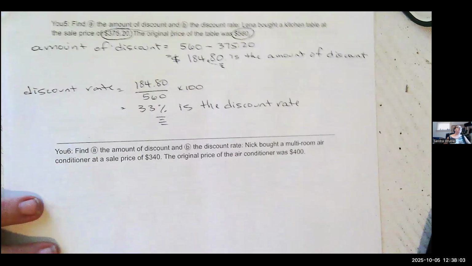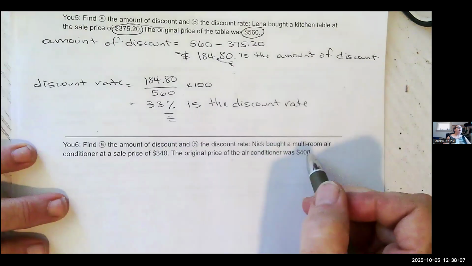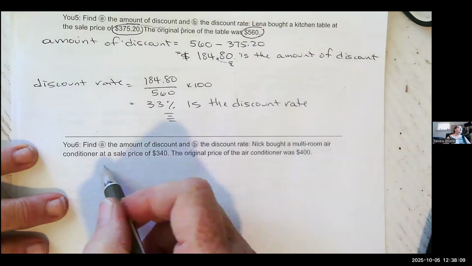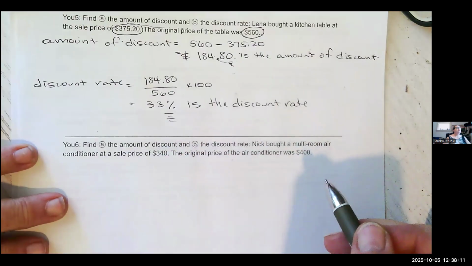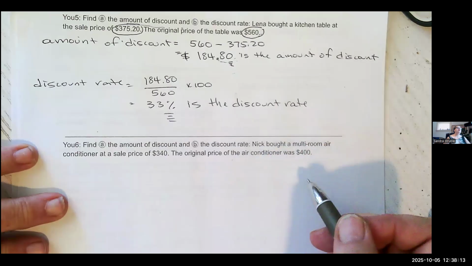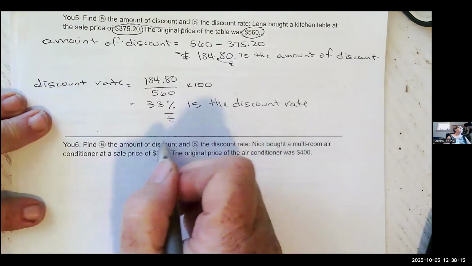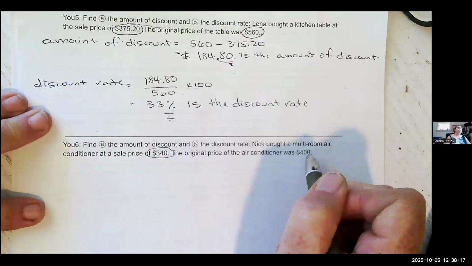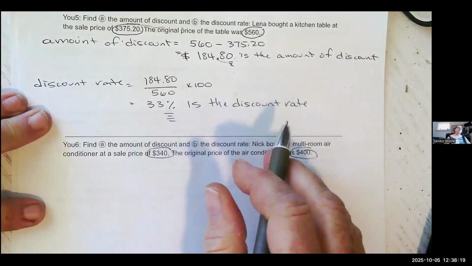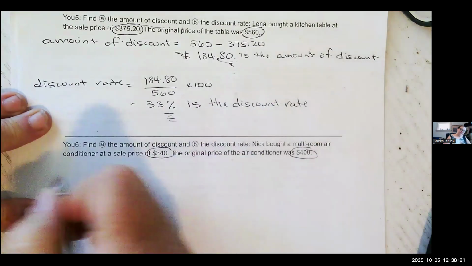All right, I'm going to read the next one. Find the amount of discount and the discount rate. Nick bought a multi-room air conditioner at a sale price of $340. The original price of the air conditioner was $400. So there's the sale price and the original. Pause the video if you haven't done this one, and then come back to see how you did.